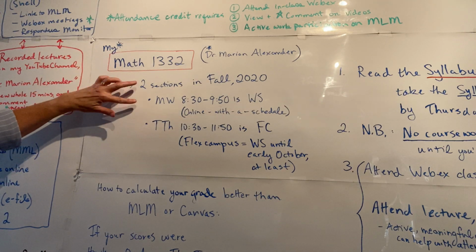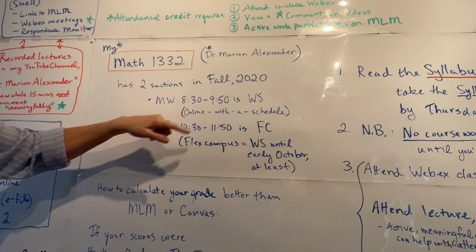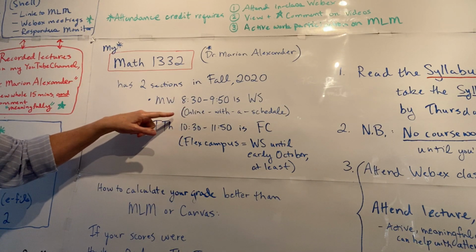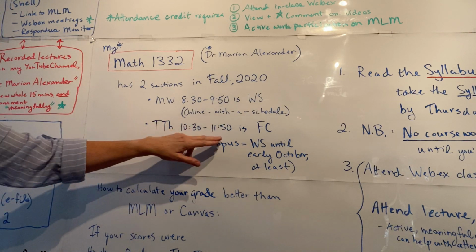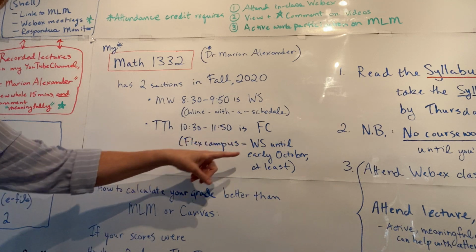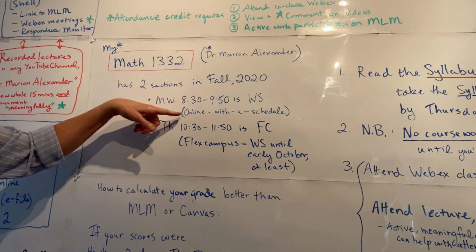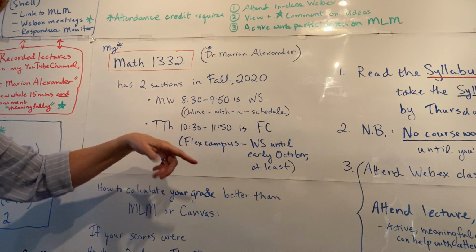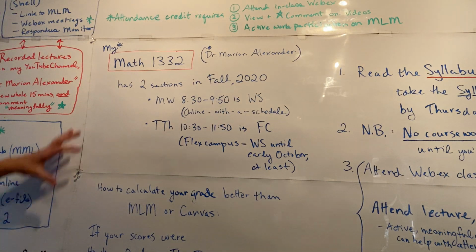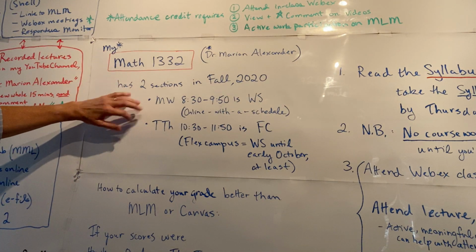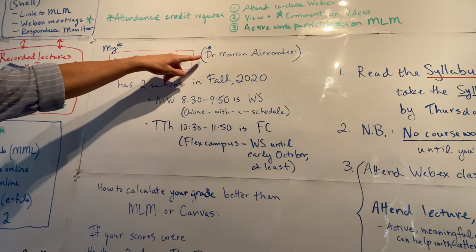If you are in one of my two sections, the one that meets Wednesdays, 8:30 to 9:50, which is online with a schedule, so it's called a WS course, or if you're in my Tuesday, Thursday, 10:30 to 11:50, which is called a Flex Campus class, which means it's going to act like a WS online with a schedule until early October at the least. So if you're in one of those two sections of Math 1332, I'm your instructor. My name is Marian Alexander.